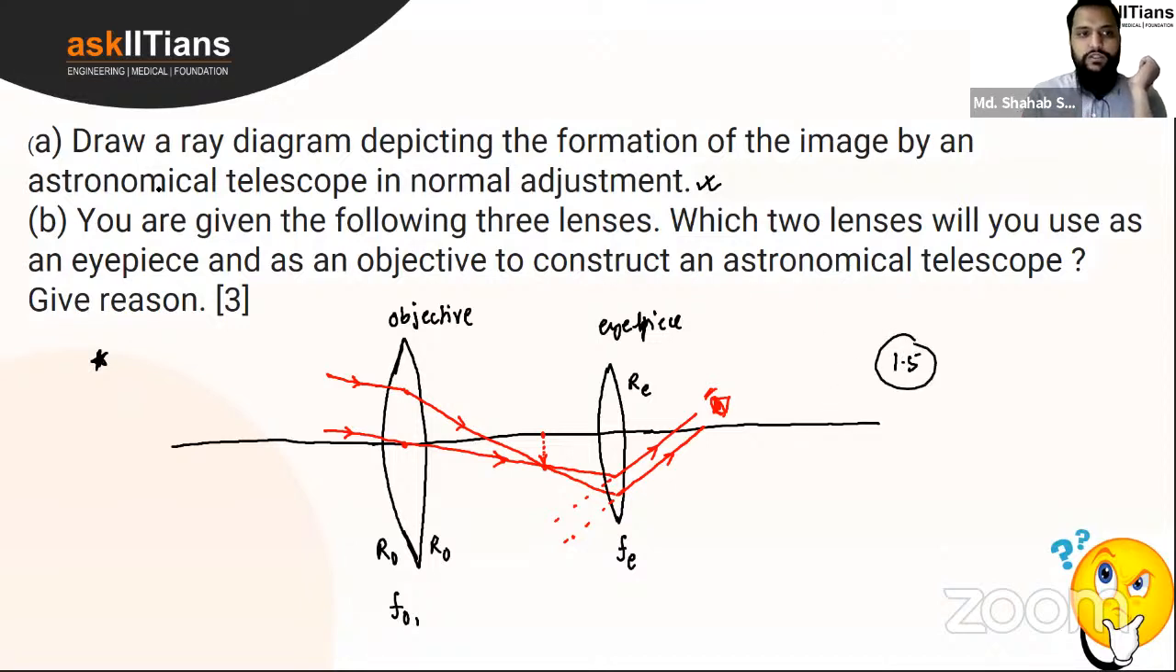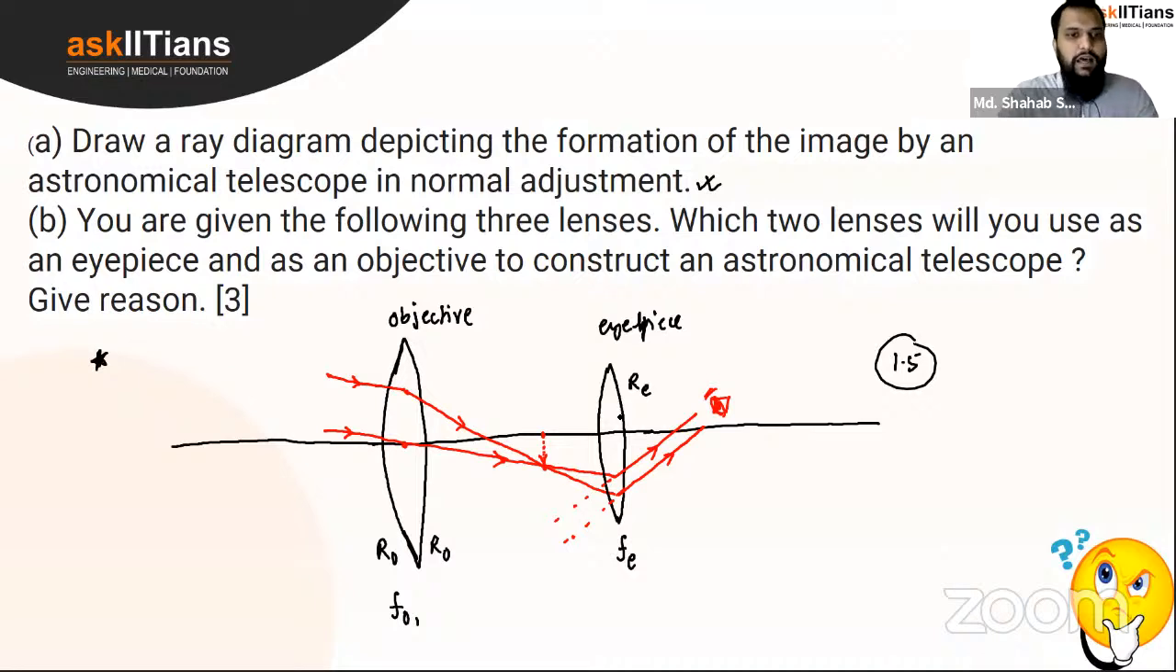Okay? So this was the first part: draw a ray diagram depicting the formation of the image by an astronomical telescope in normal adjustment. Done, guys? So don't draw the eyepiece first, otherwise most of the time the ray goes down and the eyepiece is above. To avoid that mistake, draw the objective first, then take the two rays, and then draw the eyepiece accordingly. Okay, perfect.